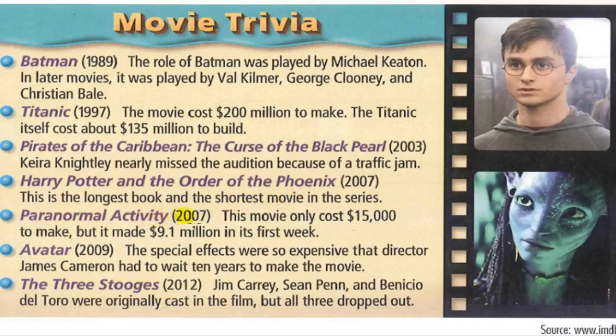Paranormal Activity, 2007. This movie was made in 2007. The budget of the movie was only $15,000. To make the movie, the producer spent only $15,000, but it made $9.5 million. It made about $9 million in its first week.